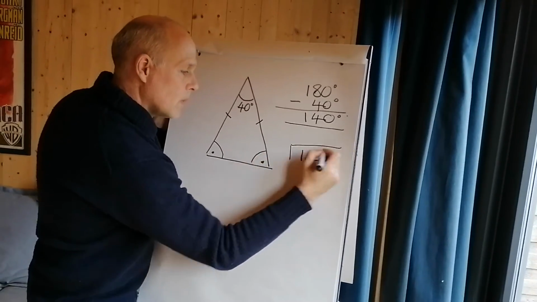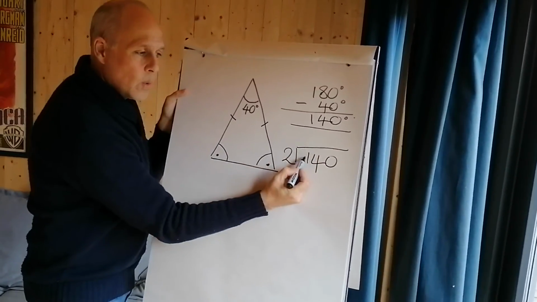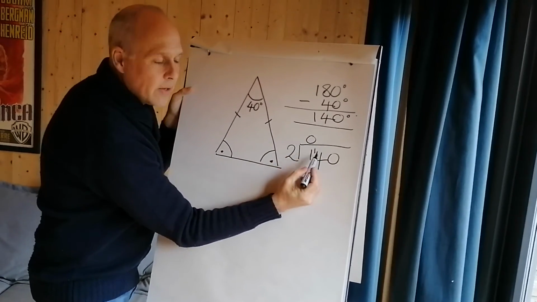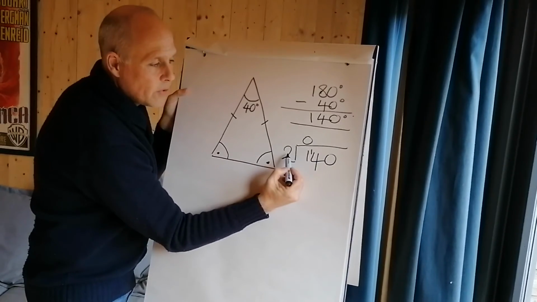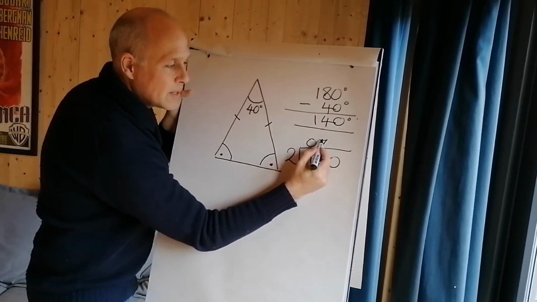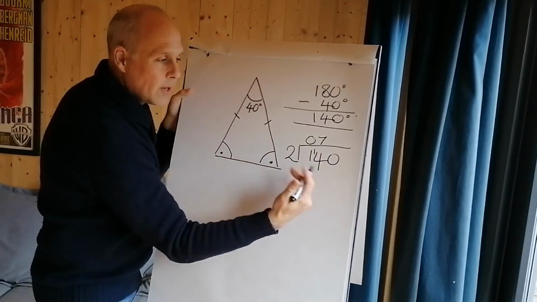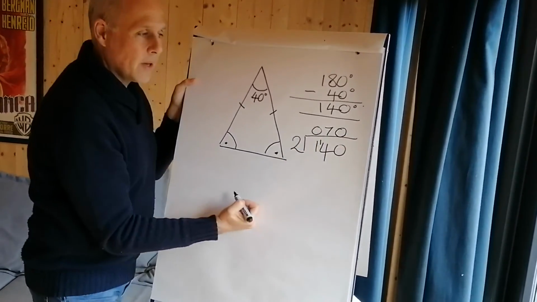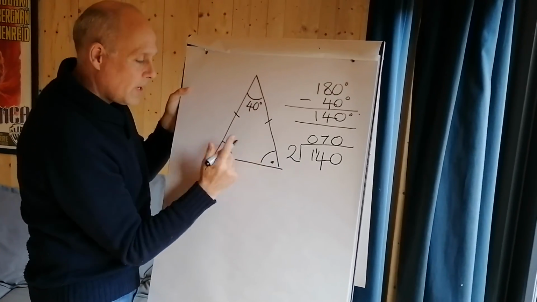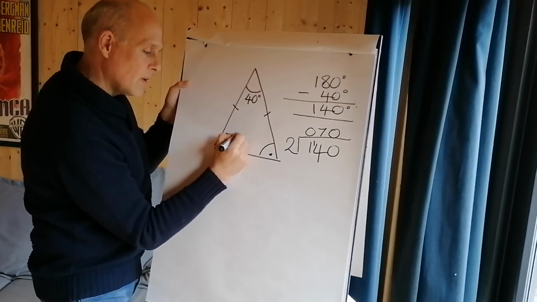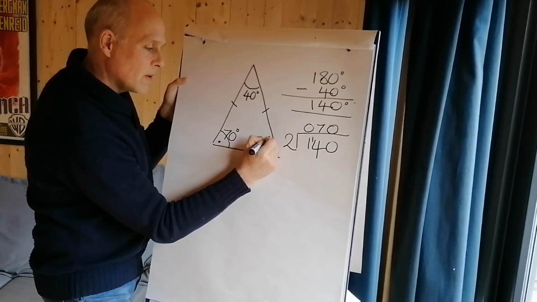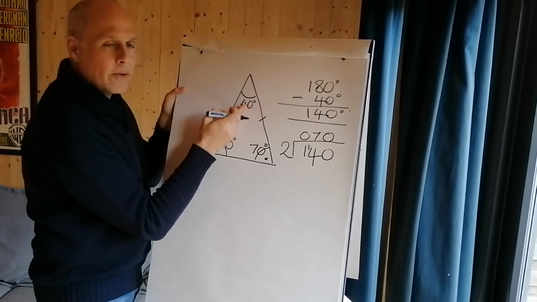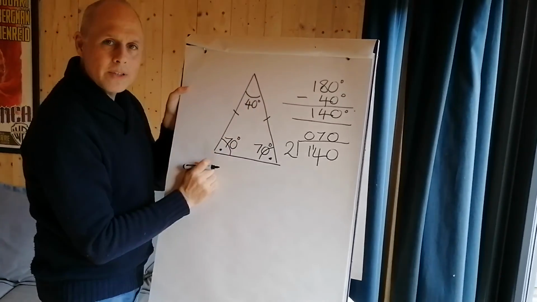140 divide by 2. 1 shared between 2, 0. Exchange that 1 for 10 in the next column. 14 divided by 2, 7. 7 times 2 is 14, so we've got nothing left over to exchange. Place your 0 up there. So each one of these angles is 70 degrees. Two 70s, 140. Add 40, 180 degrees.